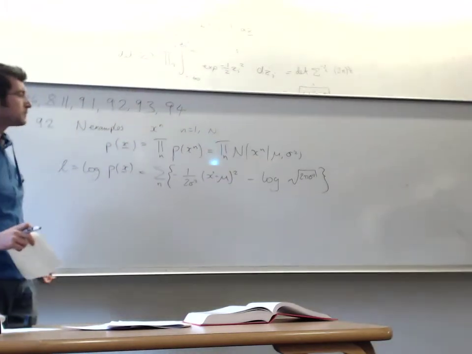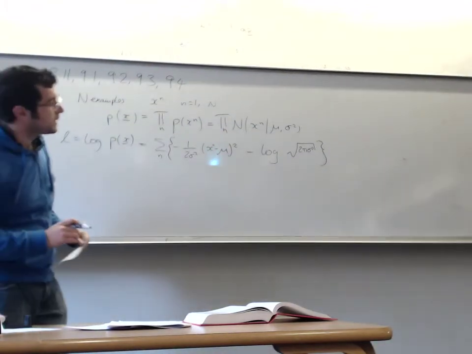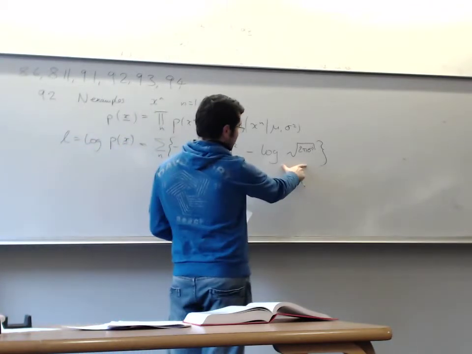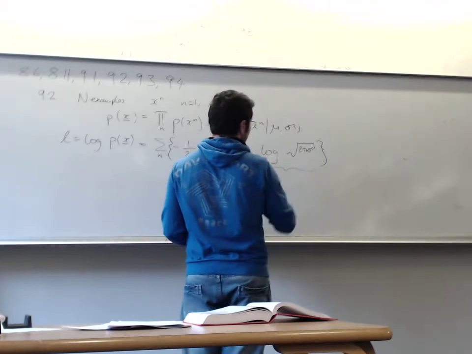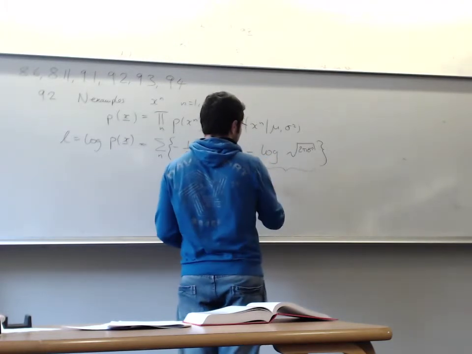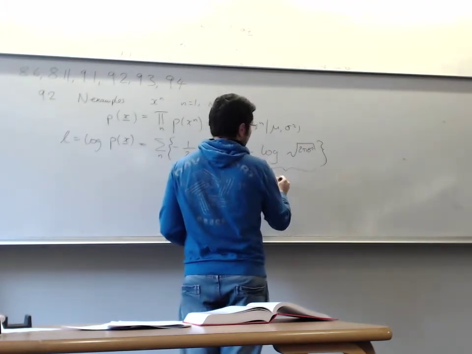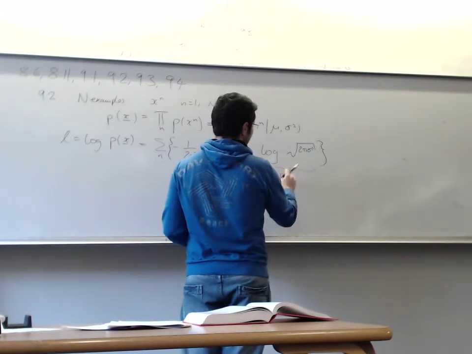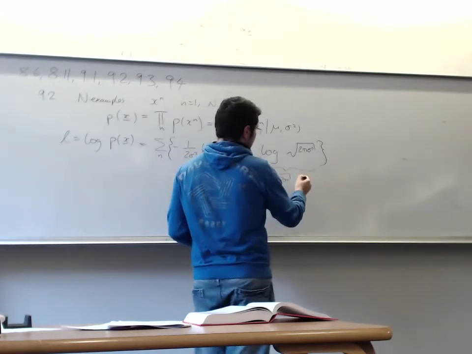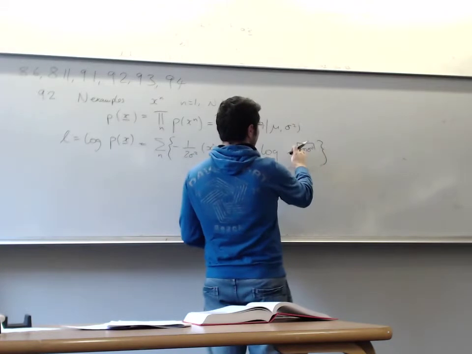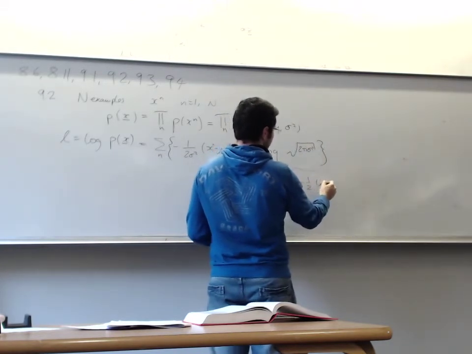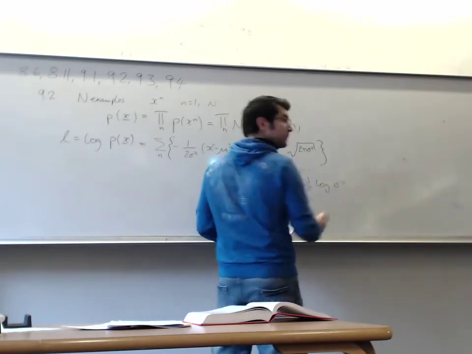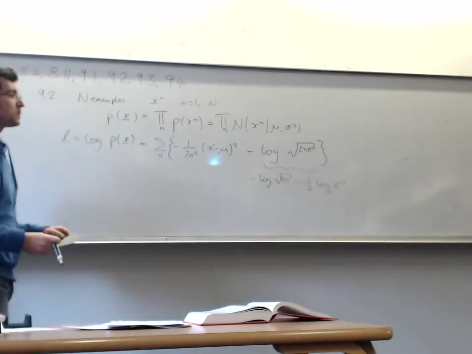Okay. And I'm going to use the law of logs again here, because I can write this, instead of minus log root 2 pi sigma squared, as minus log root 2 pi. Yeah, that's fine actually. But I'm going to take out the square root and bring it out the front and write this as a half log sigma squared. This is just the law of logs.